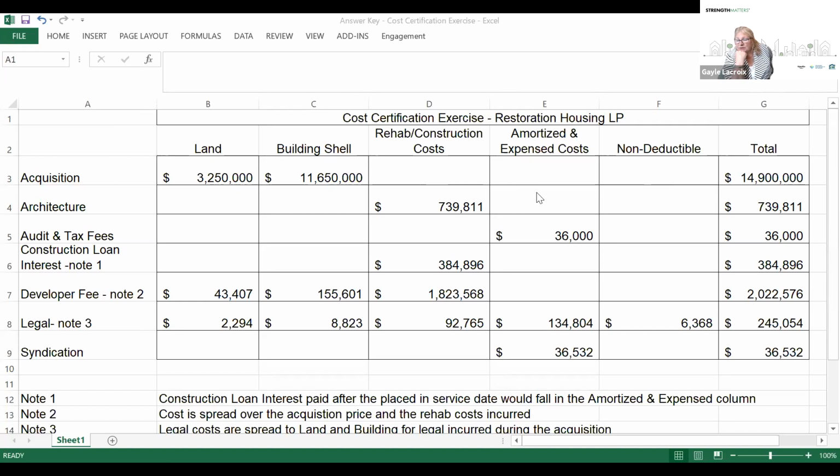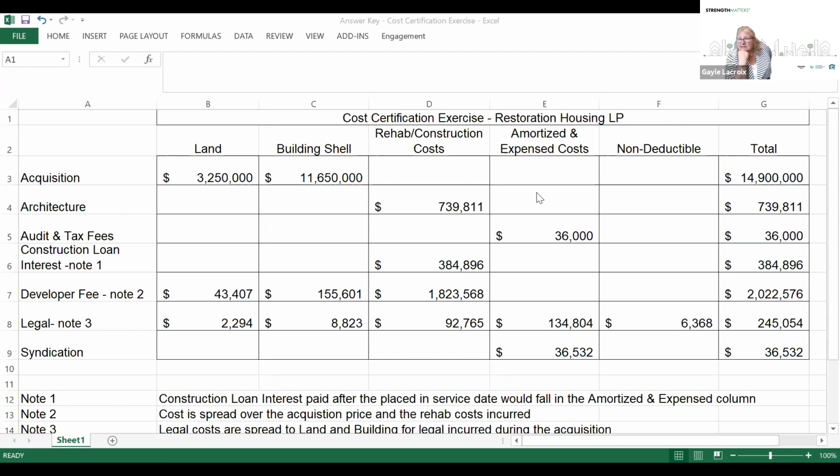So architecture, that typically belongs right in the construction cost line. It's not part of your land. It's not part of the building shell. We don't amortize architecture costs, and they are includable in the basis. So all of the architecture fees are included in this category of rehab construction costs.